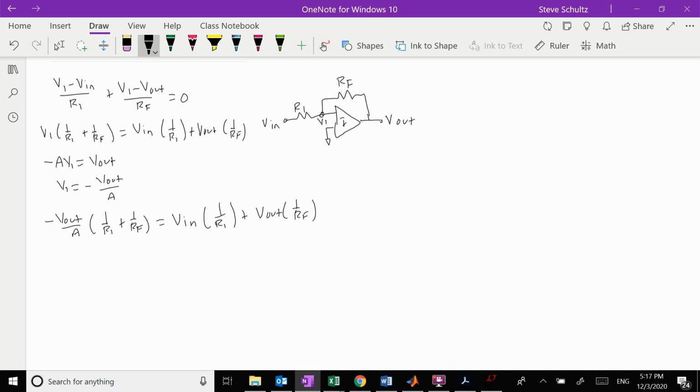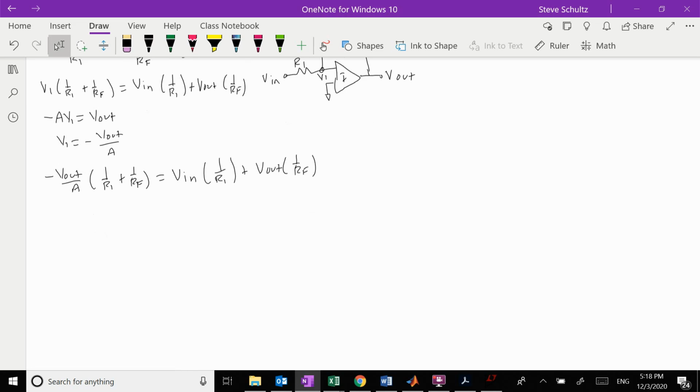Okay, so we can simplify that and add the two V outs together. And so then we have V out times 1 over RF plus 1 over A times 1 over R1 plus 1 over RF, which again is equal to the V in times 1 over R1. And this is negative over here.